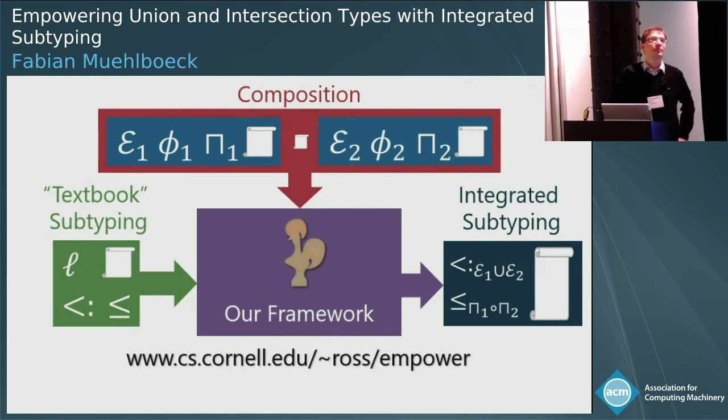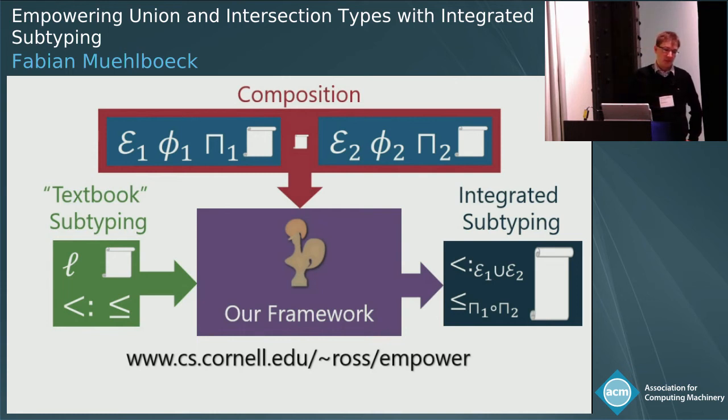Hi, thanks. Yeah, nice talk. So it seems like one way to generalize your system further would be to include negation types and also recursive types as well. Could you comment on that? So the question is, can you include negation types and recursive types?